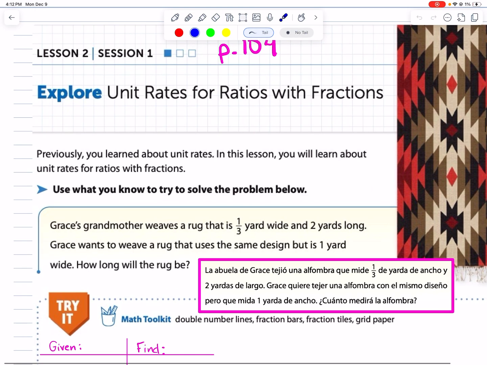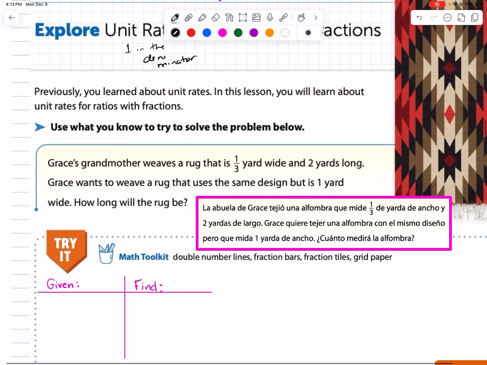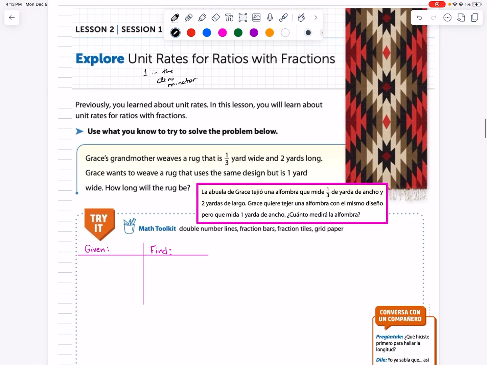We are officially on lesson 2, session 1. We're approaching a new lesson. We're exploring unit rates for ratios with fractions. Unit rates involve a 1 in the denominator. For ratios with fractions, here we have a picture.